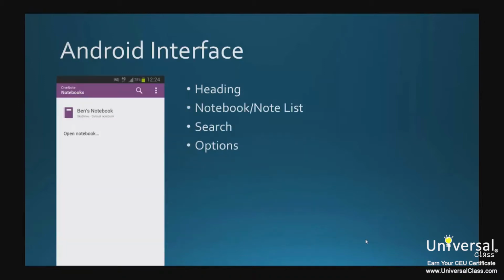The OneNote interface on Android is a very basic version of what you see on your personal computer or laptop. This screenshot here is of the OneNote interface on the Android app. You can see at the top, there's the heading, which shows the application name and where you actually are in the application. Here, we're just viewing the notebooks. You have the notebook section, which lists all the notebooks that you have on your SkyDrive. Up on the top left, you have the search icon, which is a magnifying glass. And to the right of that, the three dots indicate the options that you can select.